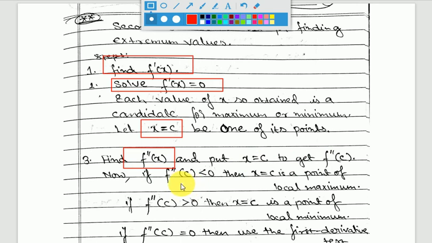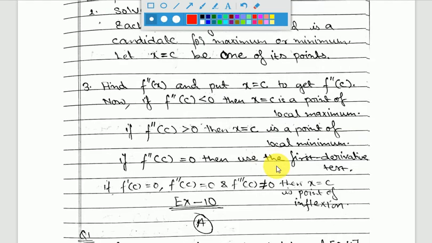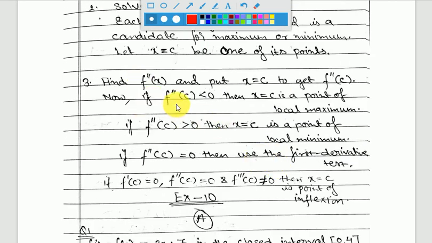And we'll find the value of that second derivative at c. So what we'll get to see is, if you see that the value of the second derivative at c is coming less than 0, then this would imply that x equal to c is the point of maximum.